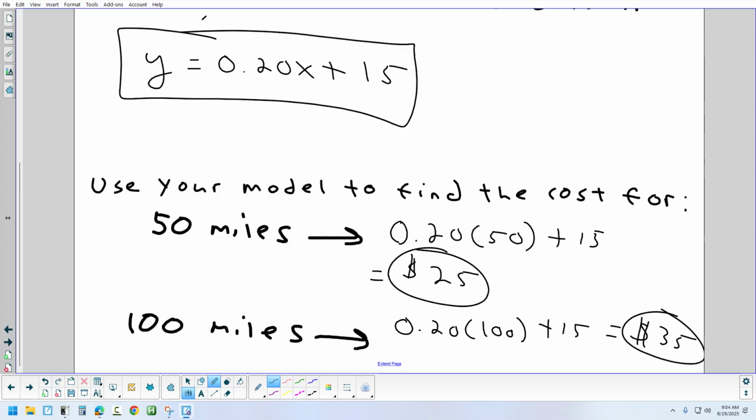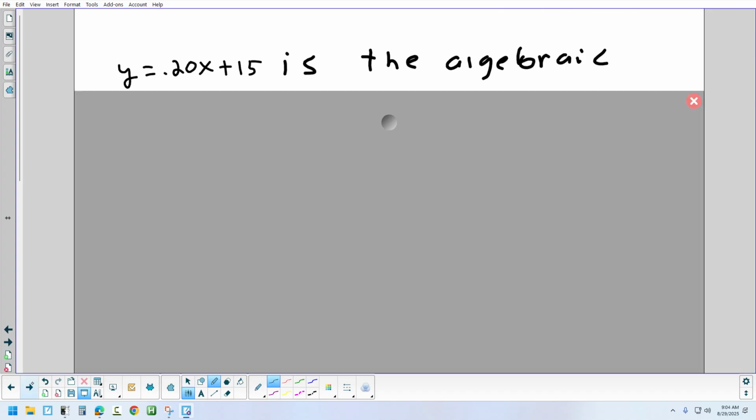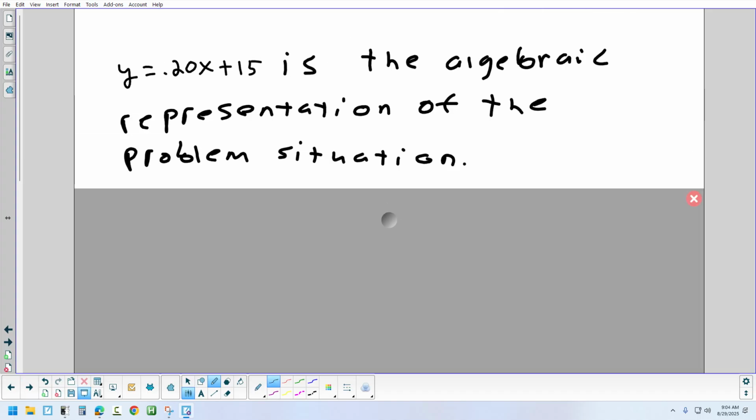Okay, any question on how we found the costs for those different mileages? So that equation that we just wrote is called an algebraic representation of our problem. If somebody walked in here right now and just looked at the board, they'd have no idea that that's about renting a car and paying 20 cents a mile plus a $15 fee up front. They would just see an equation. Right? So when you abstract all that information from the word problem and just turn it into an equation, that's an algebraic representation.